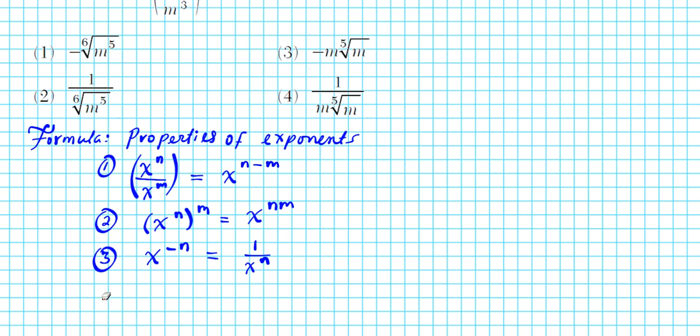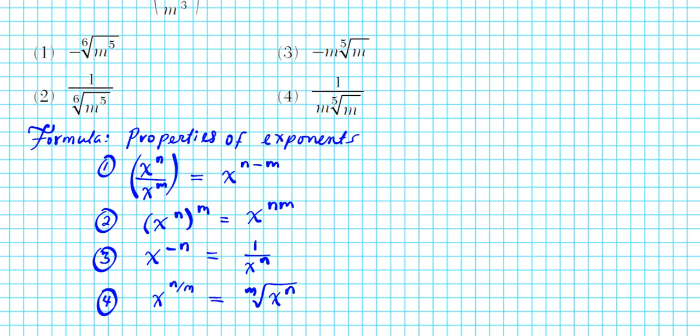Next property is x to the n over m, the rational exponents property. Rational exponents can be written in radical form. The denominator is a root, so we have the mth root of x to the n.